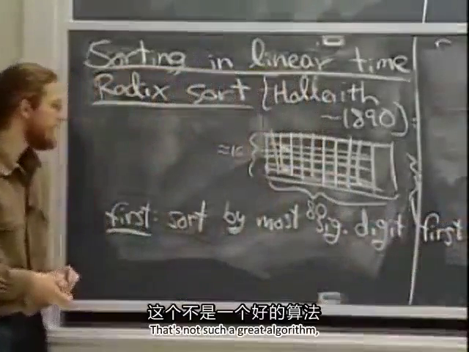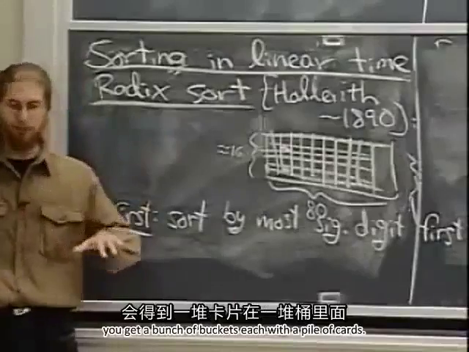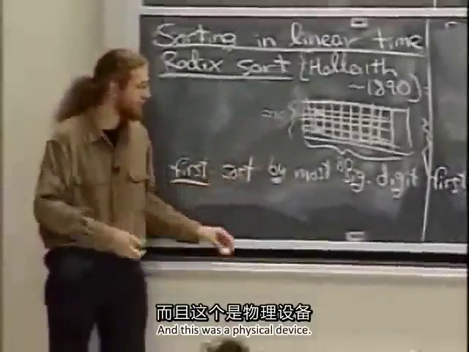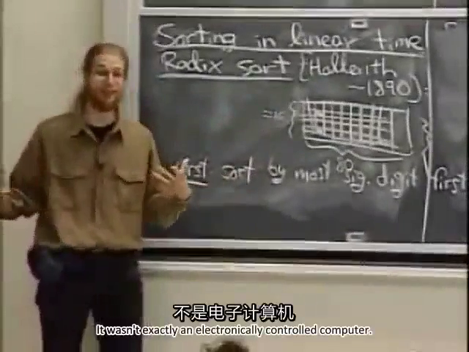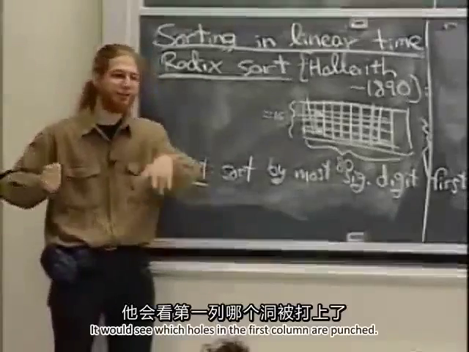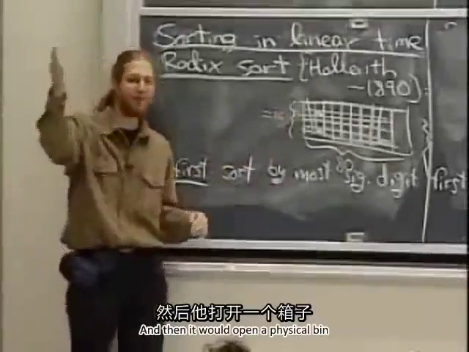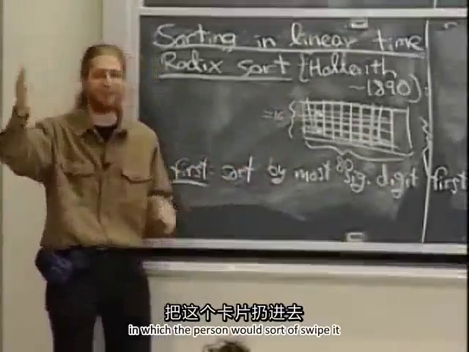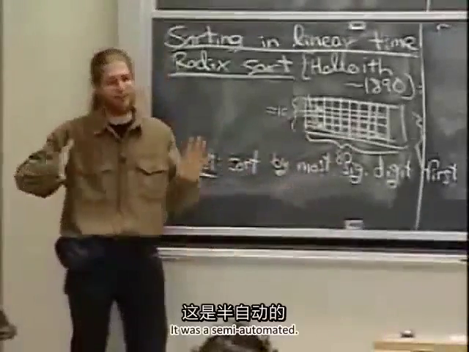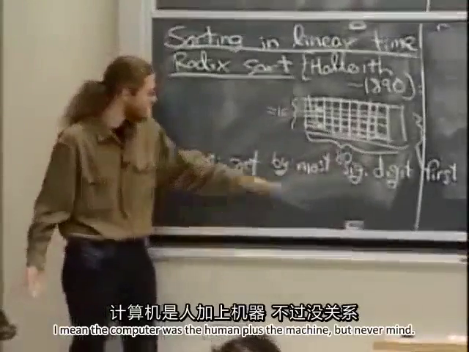That's not such a great algorithm, because if you sort by the most significant digit, you get a bunch of buckets, each with a pile of cards. And this was a physical device. It wasn't exactly an electronically controlled computer. A human would push down some kind of reader. It would see which holes in the first column are punched, and then it would open a physical bin in which the person would swipe the card, and it would fall into the right bin. So it was semi-automated; the computer was the human plus the machine. But never mind. This was the procedure.